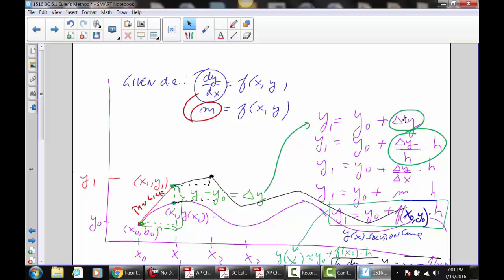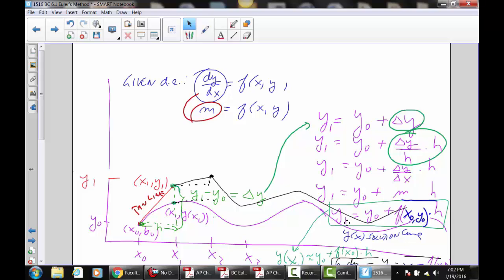I'm going to call that delta y. Now, this is where it gets a little weird. Delta y, you should agree, is the same thing as delta y over h times h. But my h is actually delta x. So my delta y over delta x is actually my slope. And my slope is f of, in this particular case, f of x0, y0.